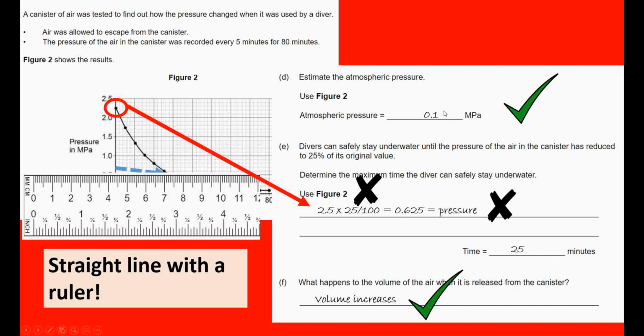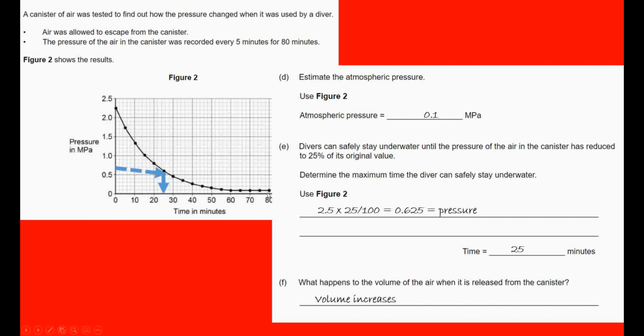The first part is correct. That atmospheric pressure is 0.1 megapascals. That's where it levels off. That's where it's not decreasing anymore. So the gas won't be leaving the canister or going into the canister because it's an equilibrium. The pressure inside and outside the canister has matched. So the atmospheric pressure is 0.1.